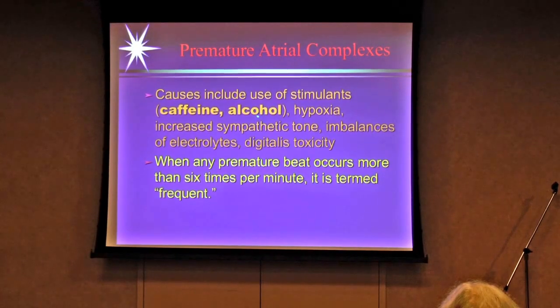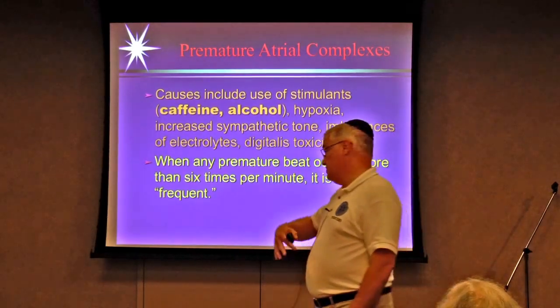So caffeine, alcohol, hypoxia, increased sympathetic tone. In other words, this is an irritable atrium firing before it should. It's like a misbehaving part of the atrium firing. So these are all different reasons, electrolyte imbalances and things like that. If you're having more than 6 a minute, we talk about it being frequent. If it's explainable, caffeine, nervousness, something like that, not a big deal. You just reverse what it is. If it's not explainable, it could be that they have an irritable foci, one part of their heart that's irritable and every so often just misbehaves.